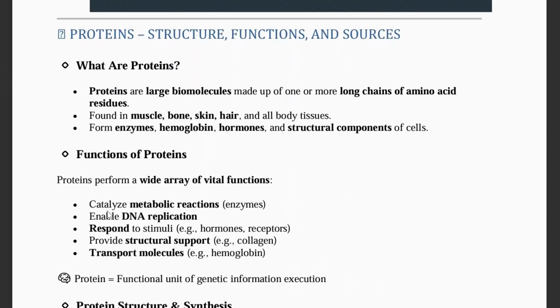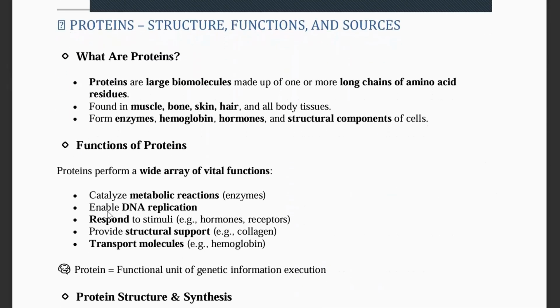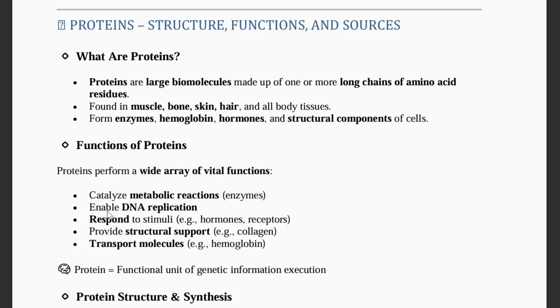Next comes protein. What are proteins? Proteins are large biomolecules which are made up of what? One or more long chains of amino acid residues. These are found in muscle, bone, skin, hair, and all the body tissues. They form the enzymes, hemoglobin, hormones, and structural components of the cell.